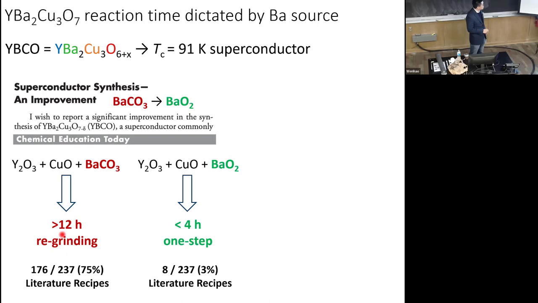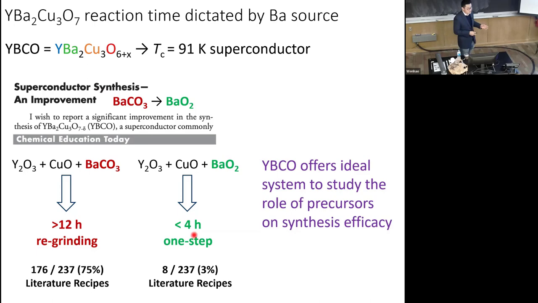When you use this, you have to grind and regrind your sample for 12 hours before you get a phase pure sample. However, if you use barium peroxide, you can get the entire phase pure synthesis in one step in only 4 hours. And so this offers a really ideal system to study the role of precursors on synthesis efficacy, okay? So we did the same thing.